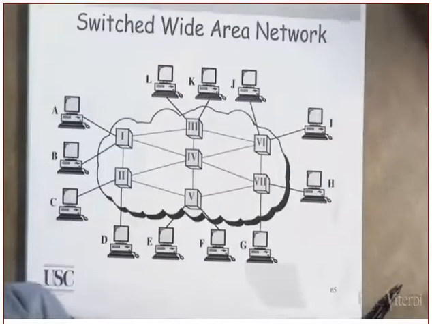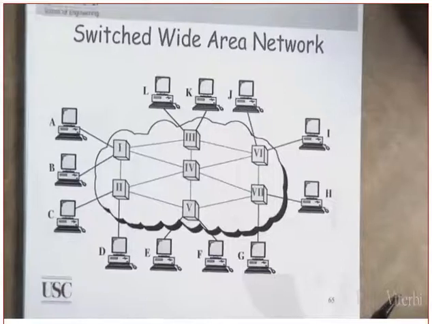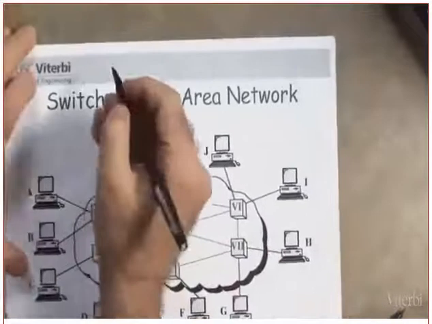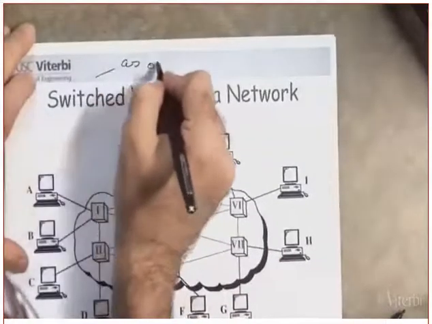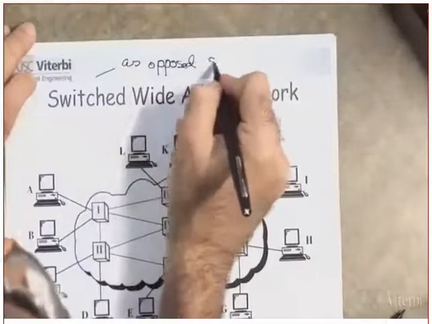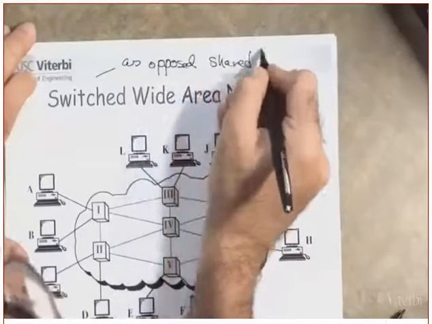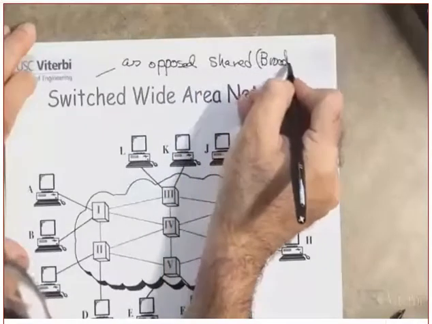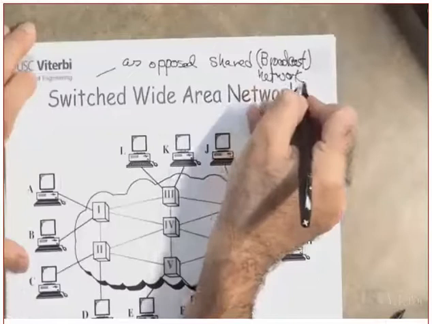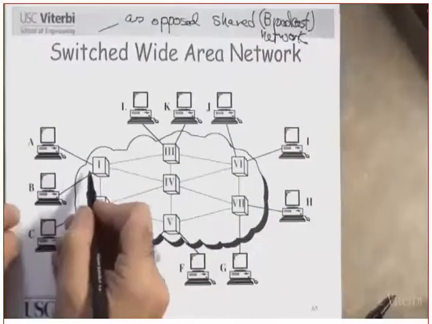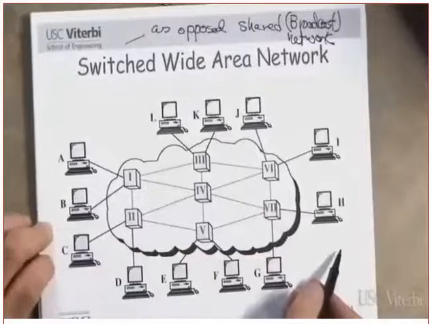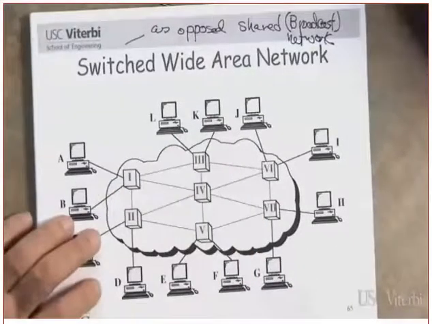Now, again, you remember this from 450. Types of switching mechanism. This is a switch network. What is the opposite of a switch network? What is the other type? Shared, or what is referred to as a broadcast network. In a switch network, the traffic will go from one switch to another switch, a third switch, and a fourth switch, all the way to the destination. We call it a switched wide area network.